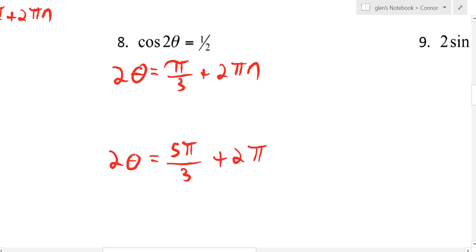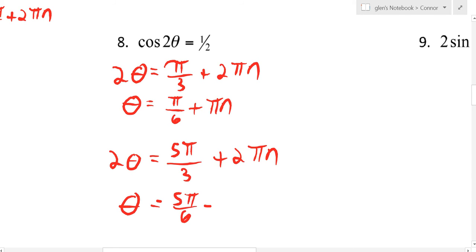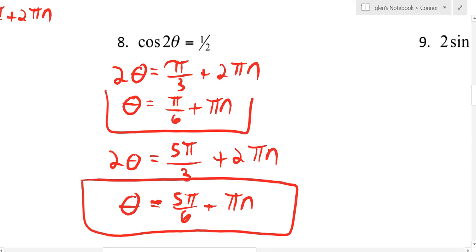Is that the homework from last night? I think you're doing the third one. Okay, but we're not done because we got to find theta, so we got to divide by 2. When you divide by 2, you get theta equals pi over 6 plus pi n, or theta equals 5 pi over 6 plus pi n. Cool?